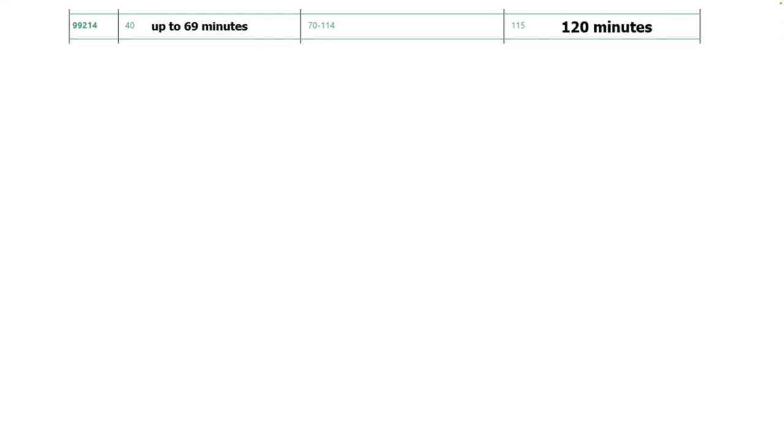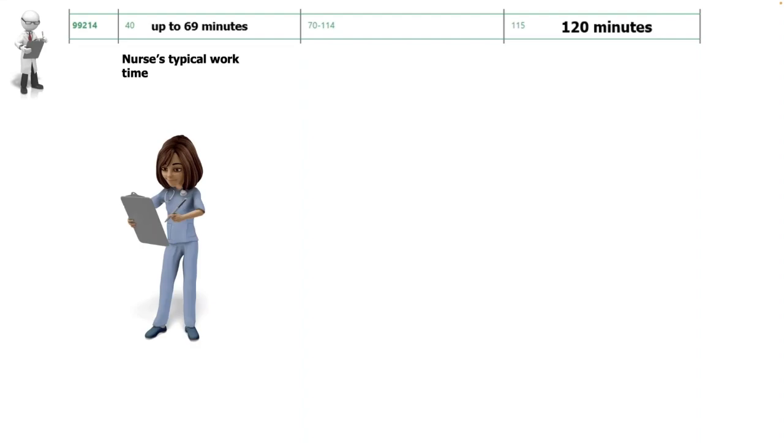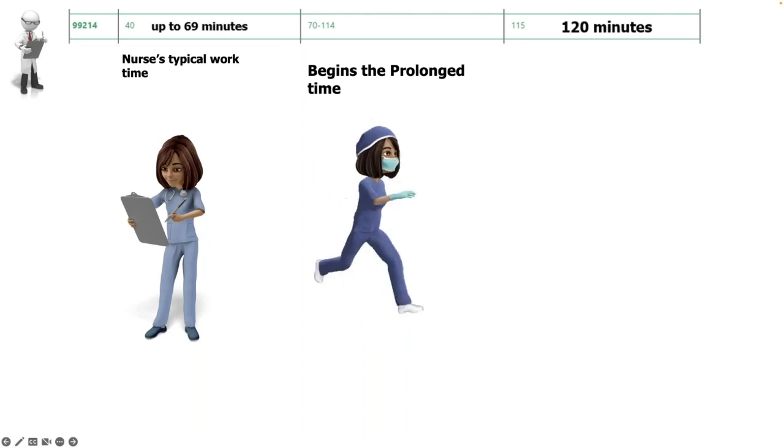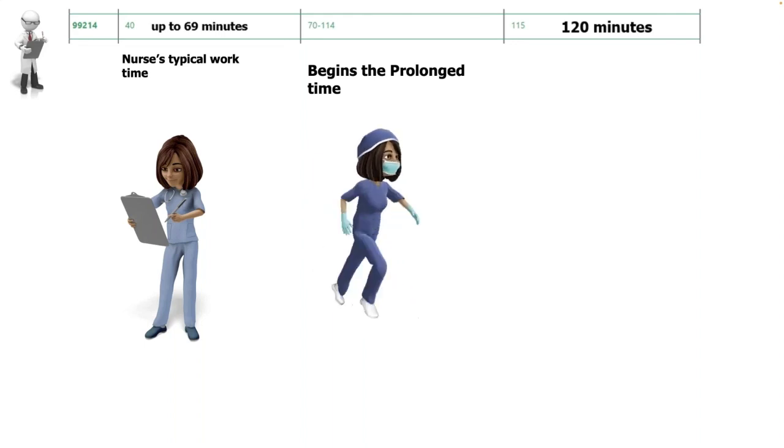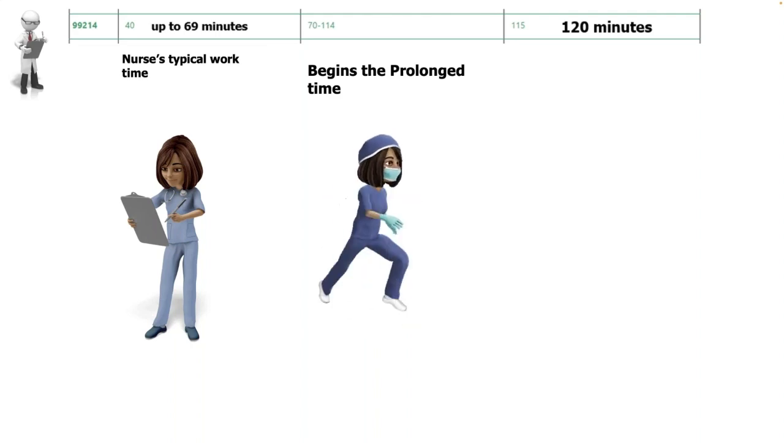All right, so 99214 at the top, that is the doctor's code. Everything is based off the doctor's visit. The nurse's typical work time is between 40 and 69 minutes. That's what she doesn't get paid additionally. This is not considered prolonged services. It becomes prolonged services the moment she gets to 70 minutes. This begins her prolonged time. And no matter what she's doing, if she's going from patient to patient, her prolonged time begins, but only the time documented for her patient.